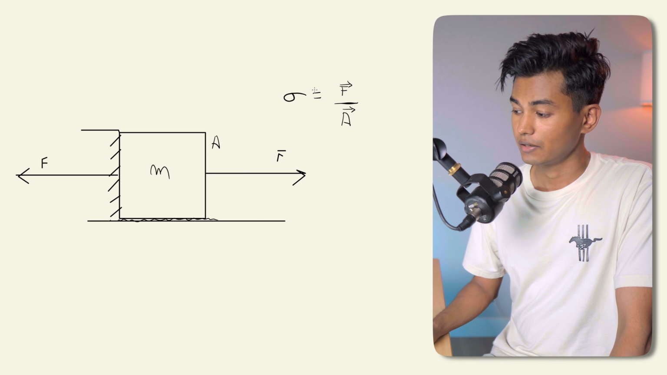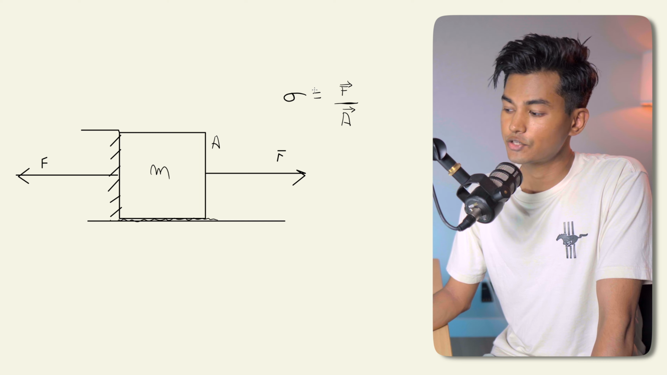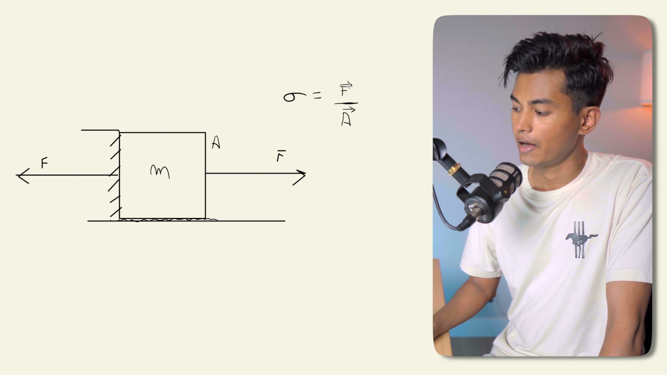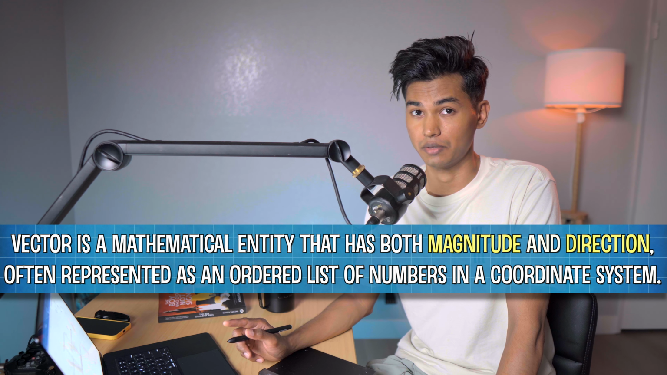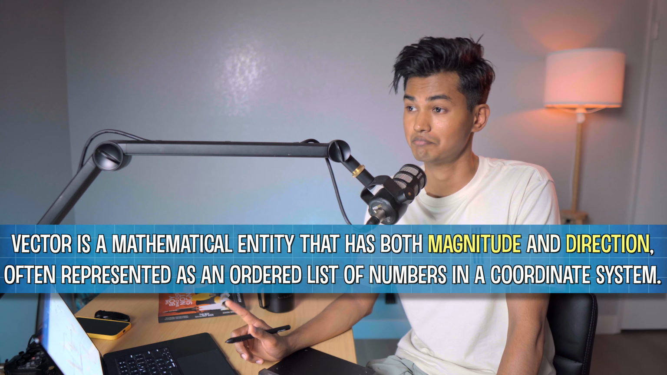So as you can see, stress is the ratio of two vectors. And what is a vector in the first place? Well, a vector is a quantity which has magnitude and direction. So it has both pieces of information. It has the magnitude and the direction.